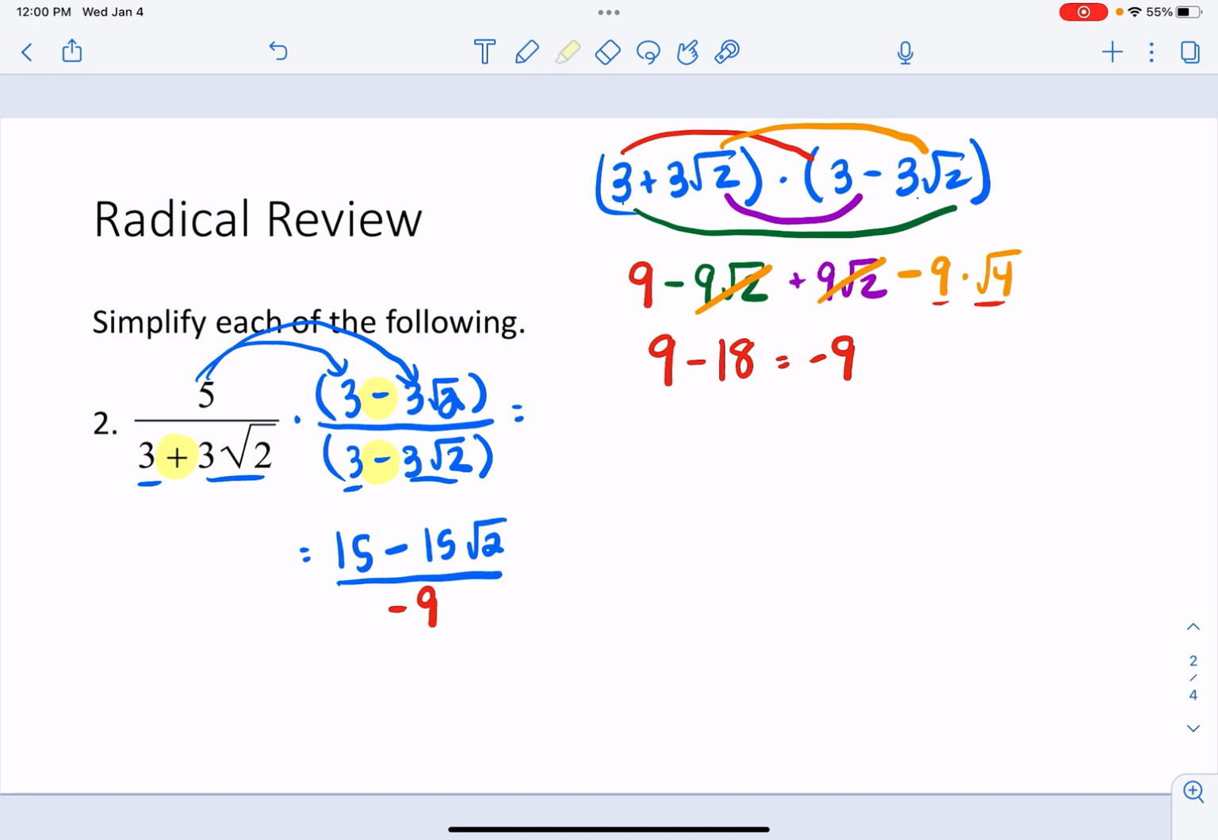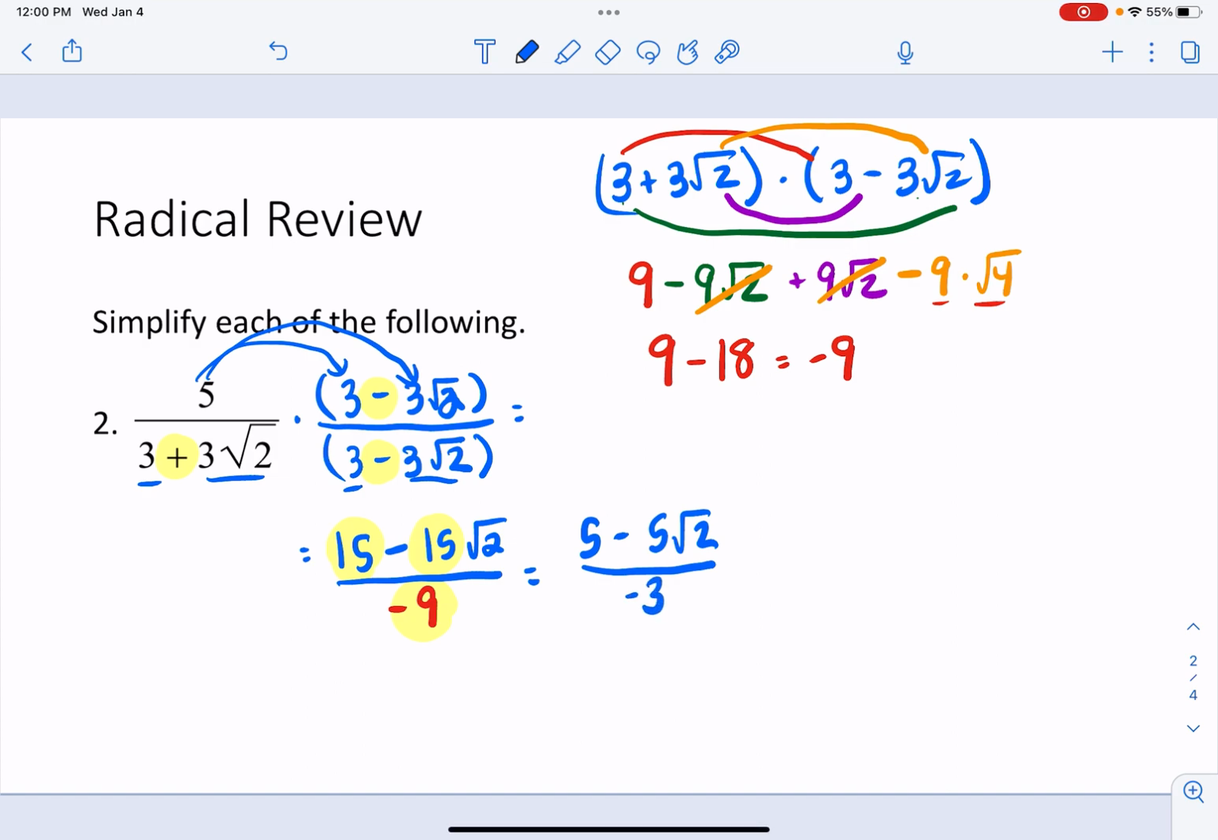So now, is there a number that goes into 15, 15, and 9? Yes. I like to write in blue. 3 goes into each. So if I reduce the 15 and the negative 9 each by 3, I get 5 minus 5 root 2 over 9 divided by 3 is a negative 3.